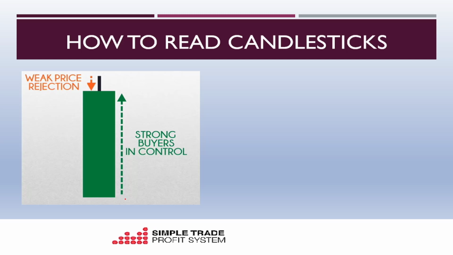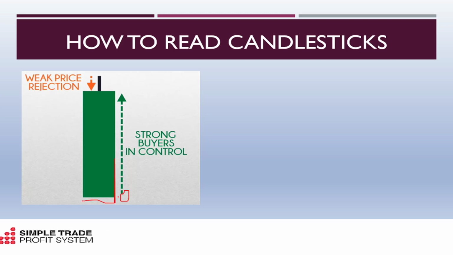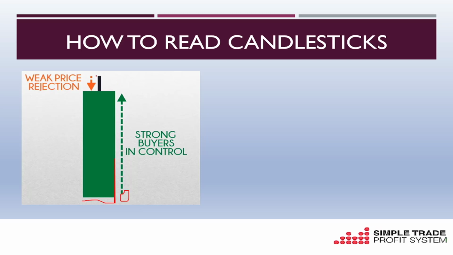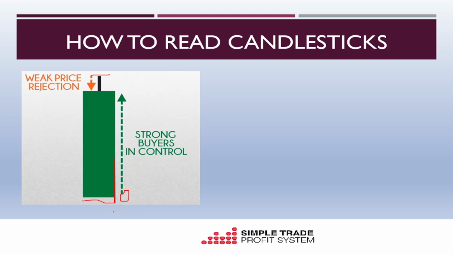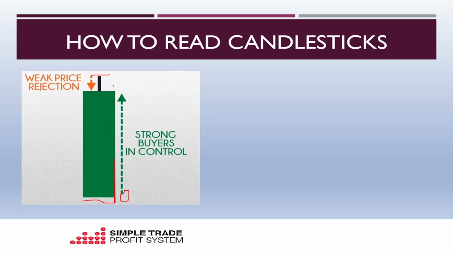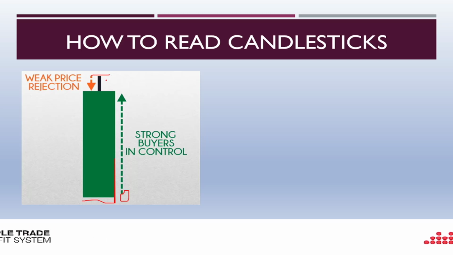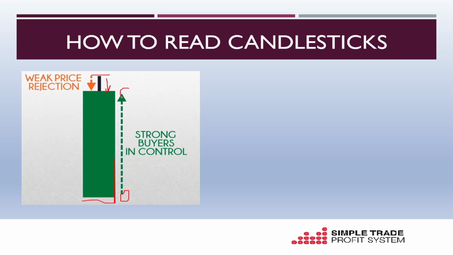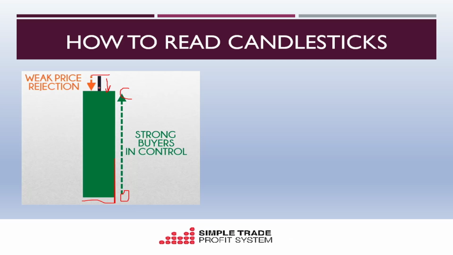This is telling us that price opened here. It traveled all the way up here to this high. This is the high of the candle. Remember, we had the open, the low, the high, and the close. So it opened here, it traveled up to the high, and then sellers came in, pushed it down a little bit, and it closed right here. So we have a big body and a small wick.